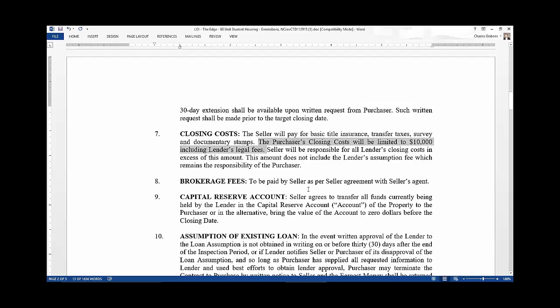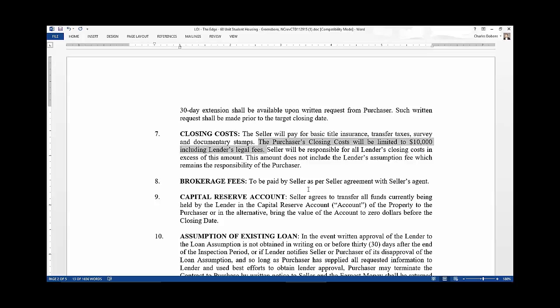Okay, the purchaser's closing costs will be limited to $10,000, including lender's legal fees, okay? So this is why. You're going to have to pay a 1% assumption fee when you do an assumption. That's just a given. You're going to have to do that. That's like 1 point on any type of new money purchase.